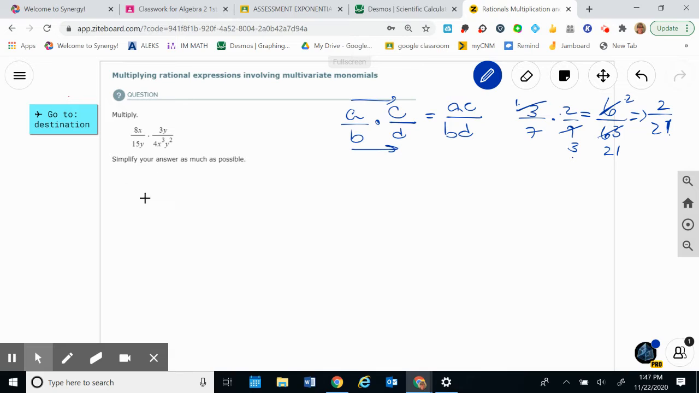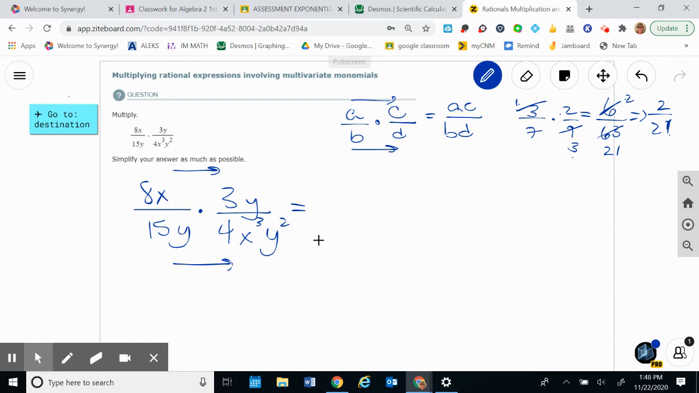That's kind of nice. So here we're looking at 8x over 15y times 3y over 4x cubed y squared. So a lot of you are going to feel more comfortable just multiplying across and then reducing like I did. So that would be 24xy over 60 x cubed y cubed, right? Because we're multiplying x cubed y squared by y. That's y to the first, right? All right, and then you reduce.